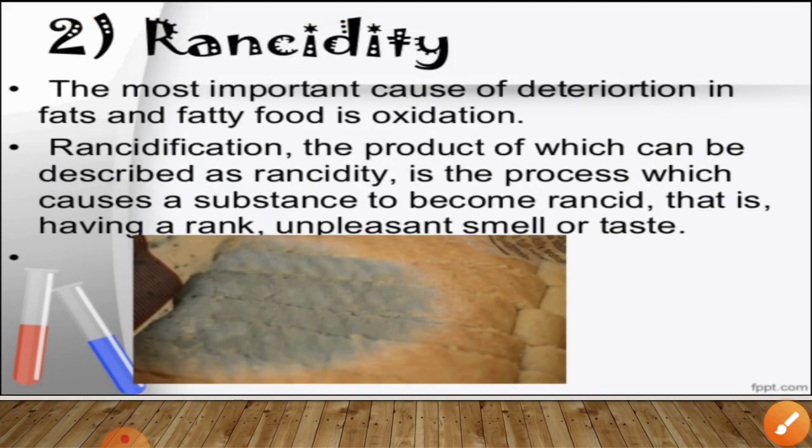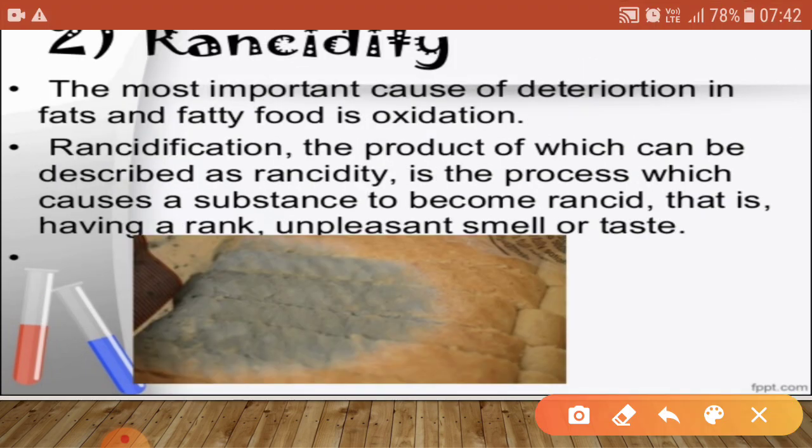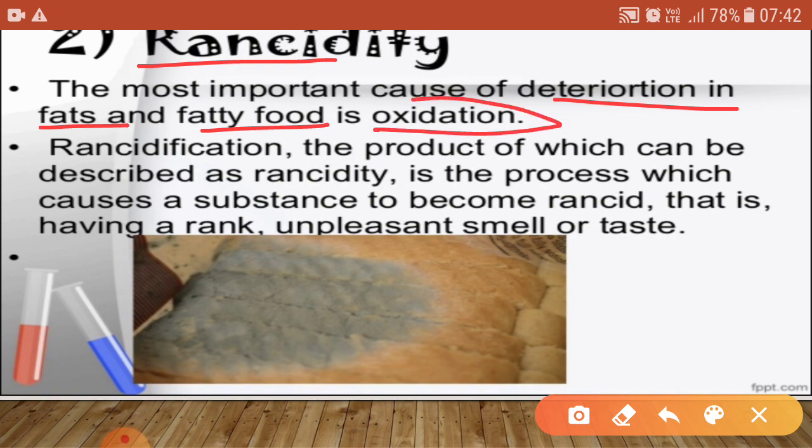Now, the last topic is rancidity. Rancidity is basically the deterioration of fat and fatty foods, and it is all because of oxidation. And due to this rancidification, an unpleasant smell or taste develops in the food.